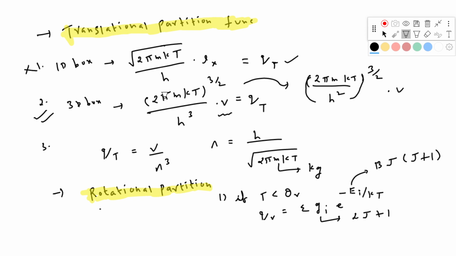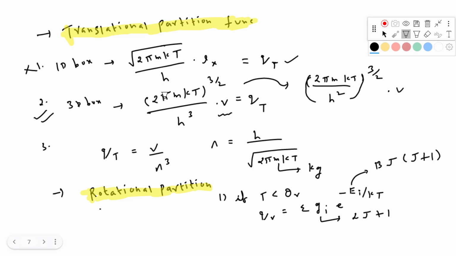So 2 pi m kT whole power 3 by 2 over h cube, into volume. This is the translational partition function formula. In some questions you have to convert this formula like this: 2 pi m kT over h square, whole power 3 by 2, into volume. Because h square whole power 3 by 2 means h power 6 by 2, that is h cube again. So I can write this formula this way also.